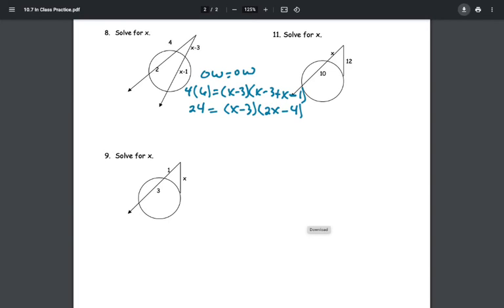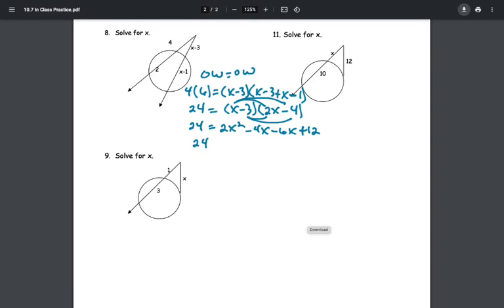Okay, now we need to multiply that out. So I'm going to do 24 equals x times 2x is 2x squared. I'm going to show work again. So x times a negative 4 is a negative 4x. Now I need to multiply negative 3 times everything. So that's going to be negative 6x and a positive 12.